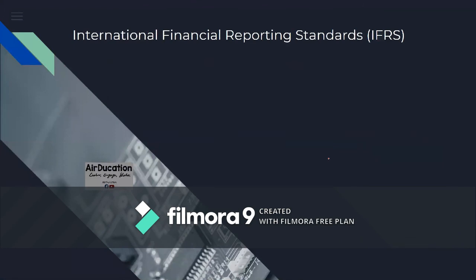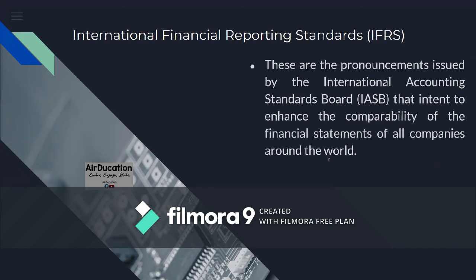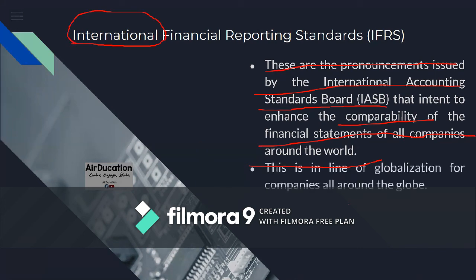So next is the International Financial Reporting Standards. These are the two last accounting concepts and principles that we need to follow. The International Financial Reporting Standards, or IFRS, are the pronouncements issued by the International Accounting Standards Board, or IASB, that intend to enhance the comparability of financial statements of all companies around the world. So what is the difference of this to the GAAP? The GAAP is the general basis of all the standards. And this standard is for international purposes since most of the companies are going global. So we need to have certain standards for the companies to have comparability and consistency of the preparation.